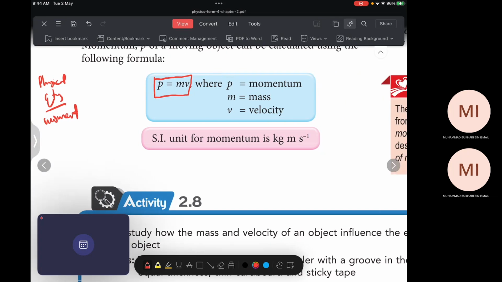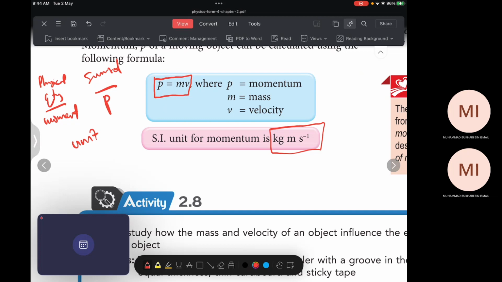Okay, simbol dia apa? Simbol dia P. Kemudian dia punya unit. Satu lagi yang kita kena tahu adalah unit. Unit dia apa? Okay, itu kita nak tengok kat sini. Unit pun dia dah bagi kat sini. Kilogram meter per second. Okay, this is the unit for momentum.